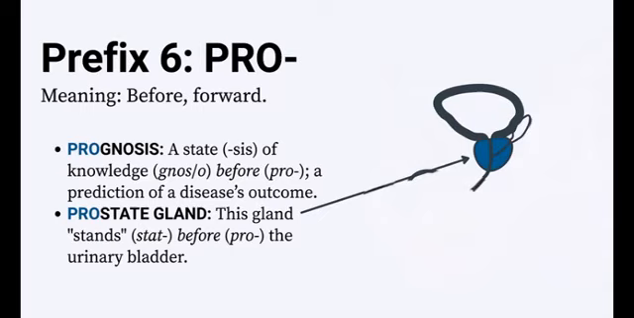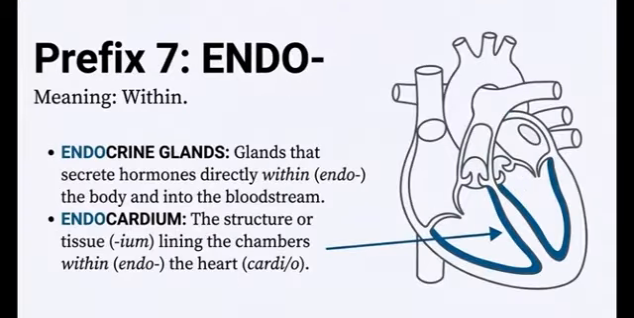In these terms, the prefix means before or forward. A prognosis, for instance, is knowledge before, a forecast of what's to come. Next up is endo. We see this in terms like endocrine and endocardium. In these terms, the prefix means within. For example, endocrine glands secrete hormones directly within the bloodstream.